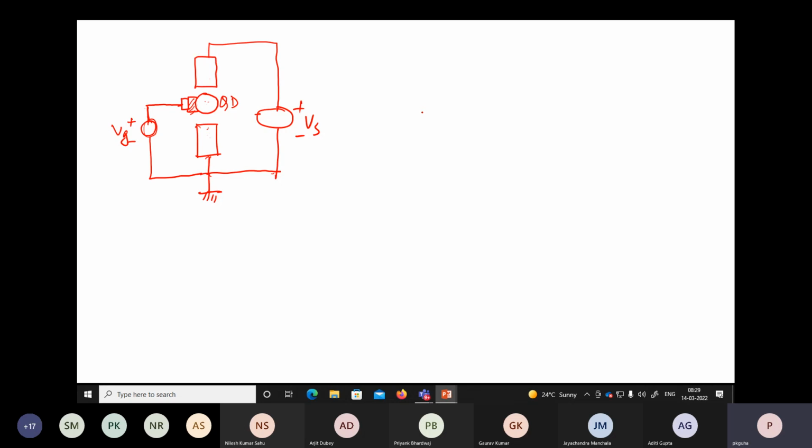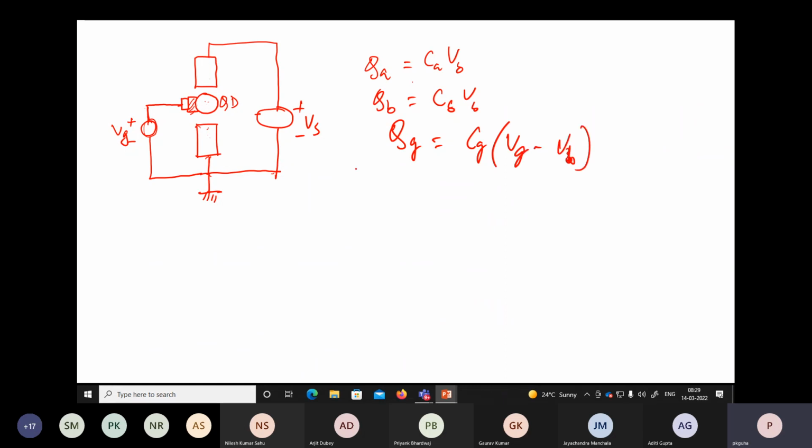So here also we can consider that QA is equal to CAVA, QB is equal to CBVB, and QG is equal to CG (VG minus VB). These expressions are pretty straightforward, and we can also find the stored energy of these three capacitors, which is half of CAVA square plus CBVB square plus CGVG square, etc. We can write this in stored energy form.